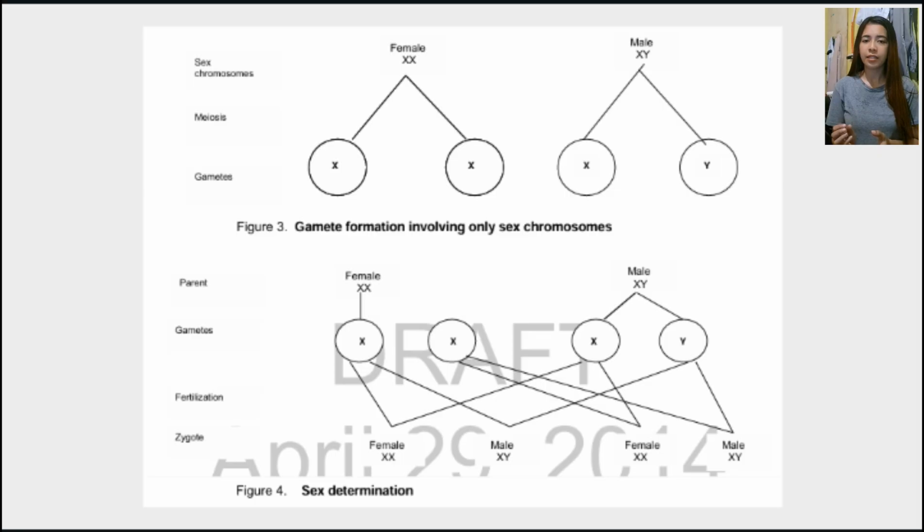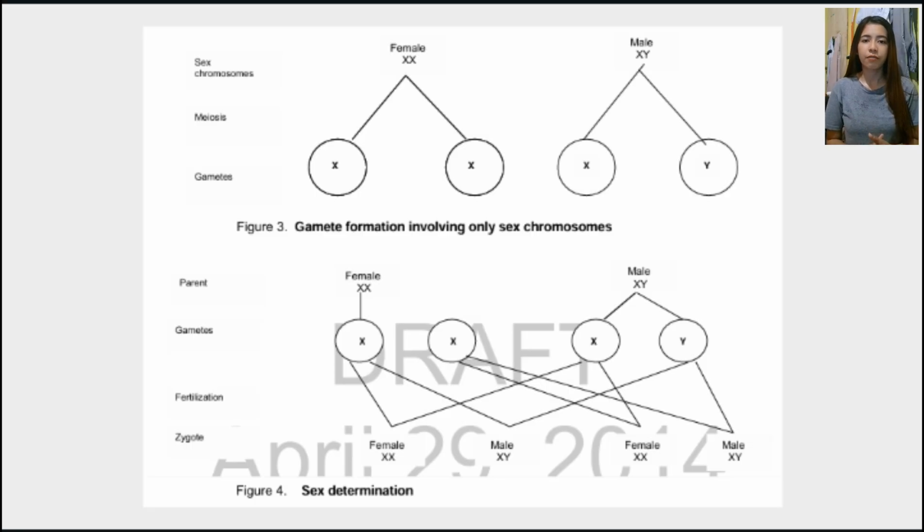So the female can produce only X-bearing eggs since she has two X chromosomes, while the male can produce two types of sperm. One carries the X chromosome while the other carries the Y chromosome. So in figure 4, it shows the sex determination.